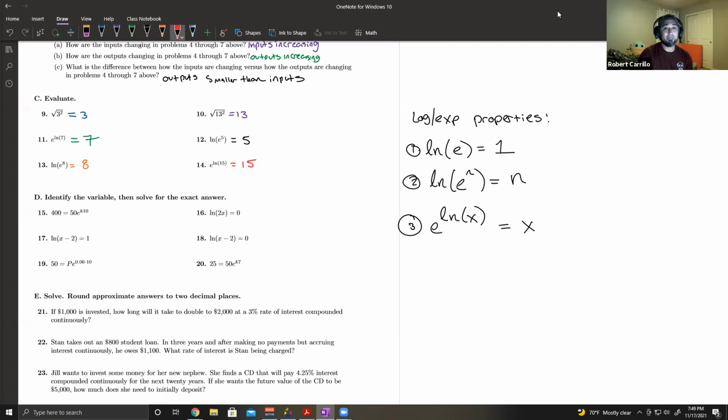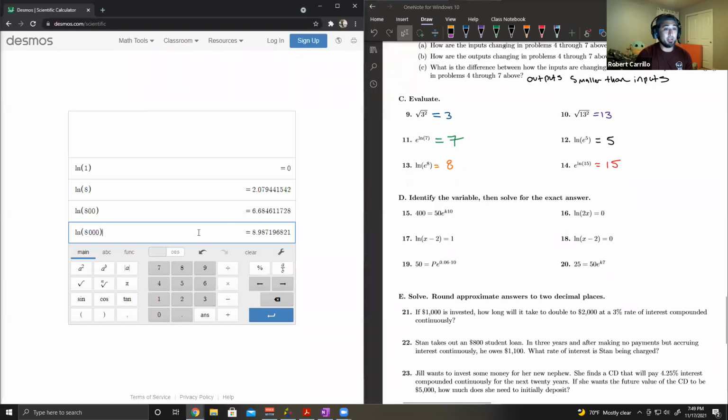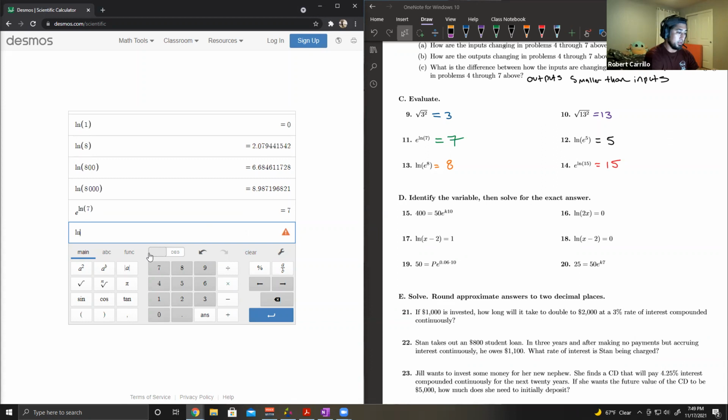And again, you can prove these on the calculator. You can type these in if you want. I can say e raised to the natural log of 7, and you get 7. But why use a calculator now that you know these properties, right? I can even say natural log of e raised to the 8. And again, I get 8. Okay. Everybody good with those 6?